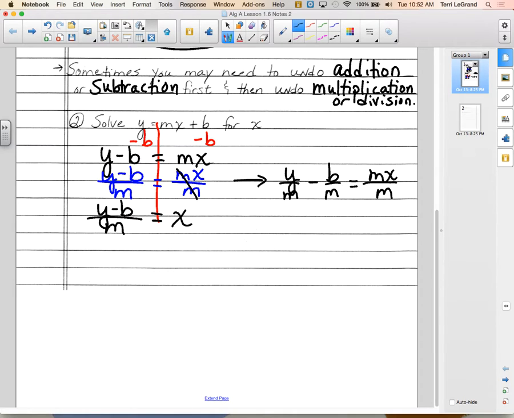Solve y equals mx plus b for x. Do we have it solved for x? Okay, then we're done. Not pretty, but done. So any questions on that?